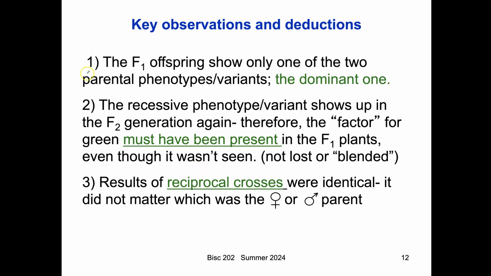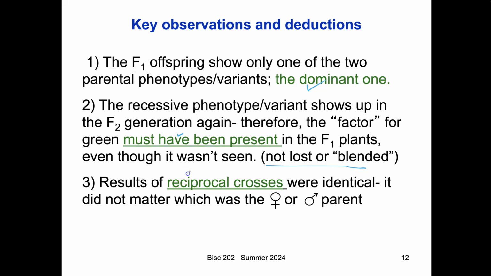And so these are those key observations again. The dominant trait shows up in the F1. You have the recessive phenotype showing back up in the F2 generation. So it had to have been present. It just wasn't seen. So it didn't get lost. It didn't get blended or anything like that.